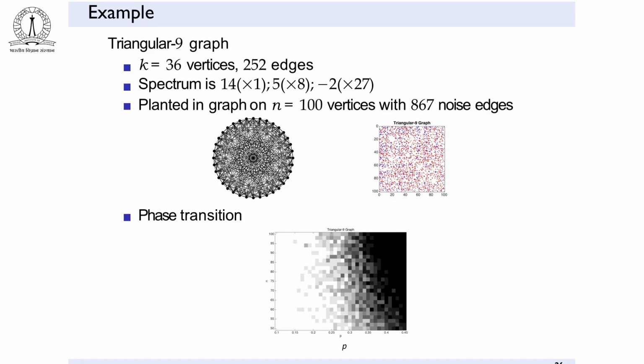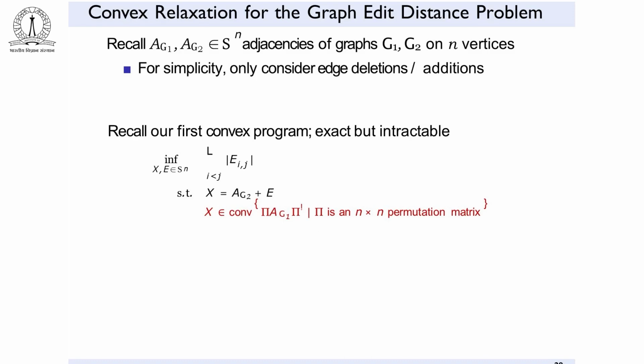All right. So the experiments that I showed you were of a stylized nature, right? We picked these graphs and showed you what could be done. Here we'll actually show some real examples with the graph edit distance problem, and we'll conclude in about 5 minutes or so. Okay? So again, recall that we have adjacency matrices corresponding to 2 graphs, G1 and G2. We're going to assume that G1 and G2 are graphs on n vertices. And for simplicity, again, only edge additions and deletions, no vertex stuff. Okay?